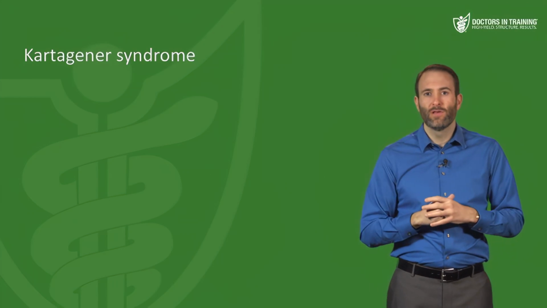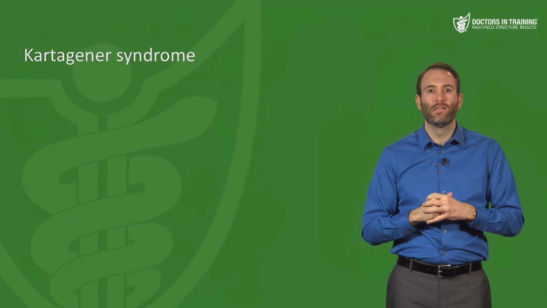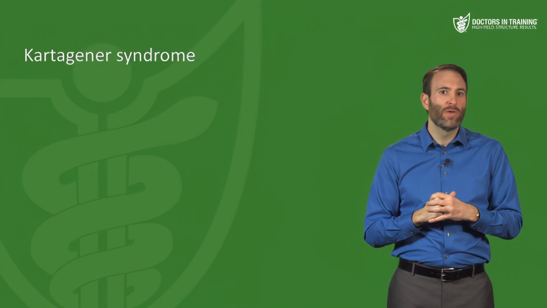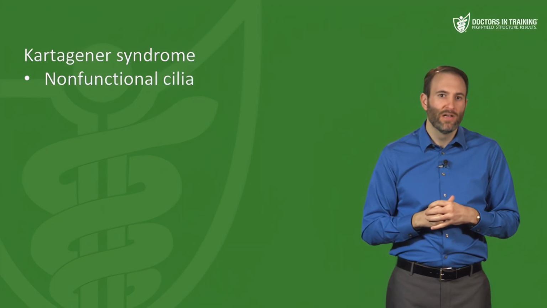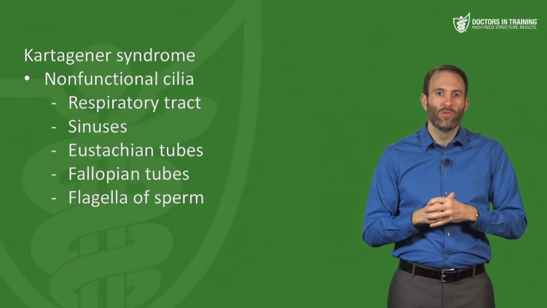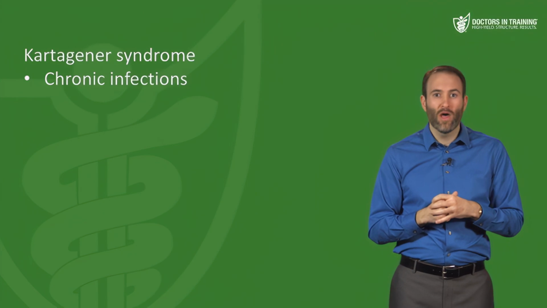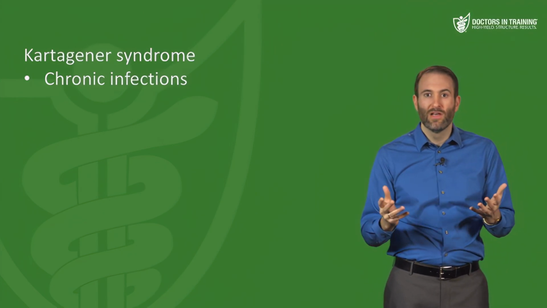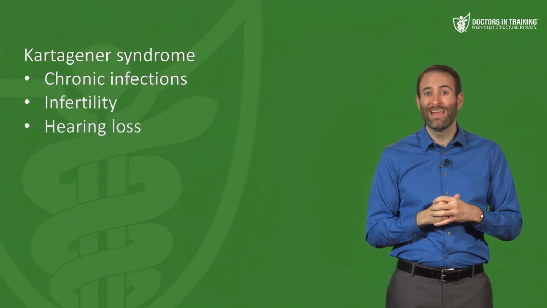Also related to this topic of cilia is Kartagener syndrome, also referred to as primary ciliary dyskinesia. So this is where a patient has non-functional cilia. So this includes the ciliated cells in the respiratory tract, the sinuses, the eustachian tubes, and the fallopian tubes, and even the flagella of sperm. Therefore, these patients will have chronic infections due to poor mucus clearance, kind of like we had with smokers. They will have infertility, and some will experience hearing loss even.